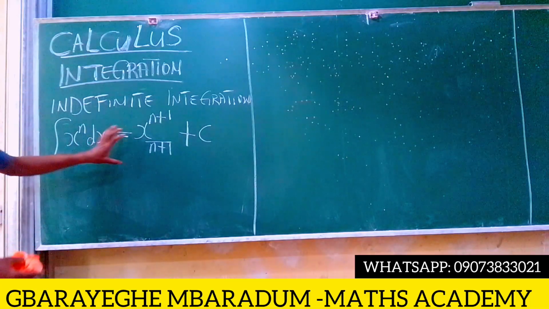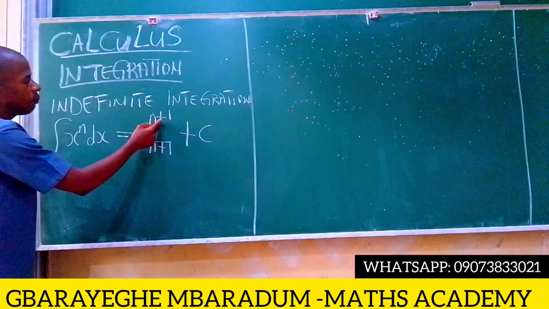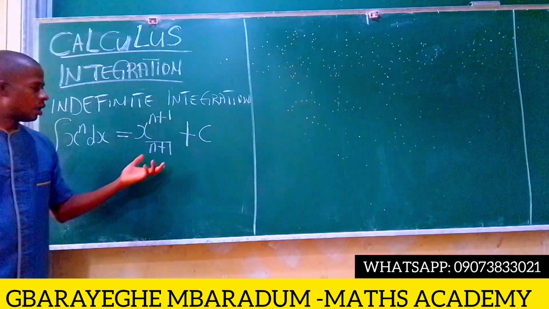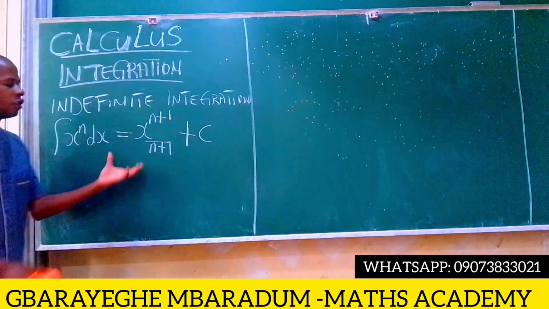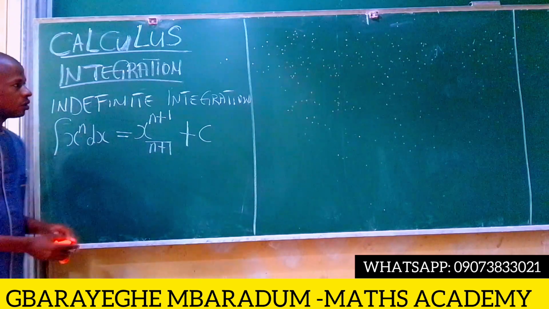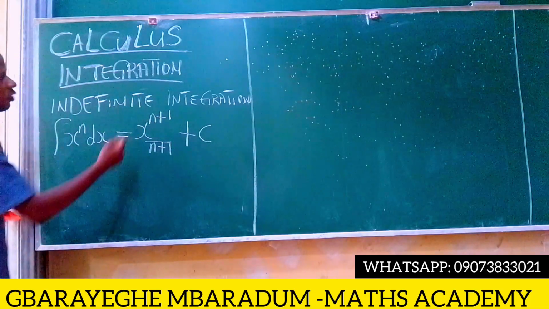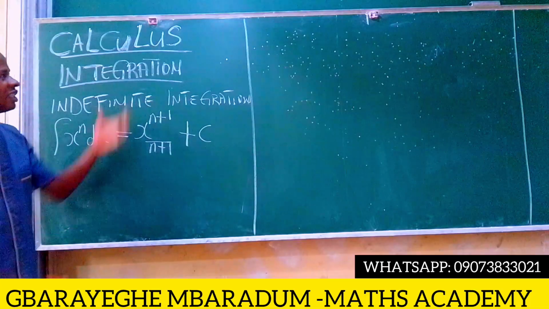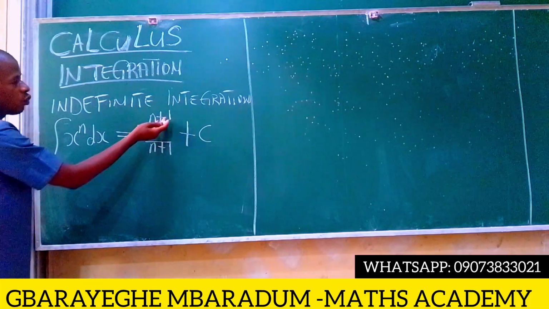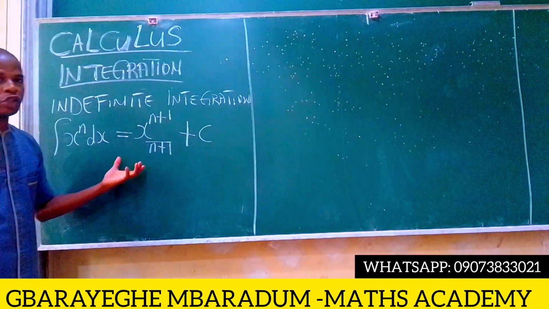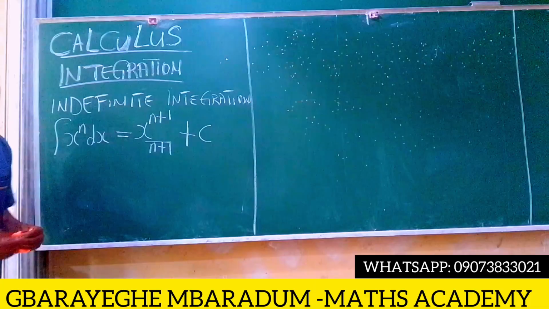So in this kind of integration, we apply this method by adding 1 to the power and also dividing by the new power, adding 1 to the power at the denominator. This kind of integration is called the indefinite integration. You know that in differentiation, we solve questions by subtracting 1 from the power, and integration is the reverse of differentiation. That's why in integration we add 1 to the power, whereas in differentiation we subtract 1 from the power. Now look at how to solve questions on this integration.